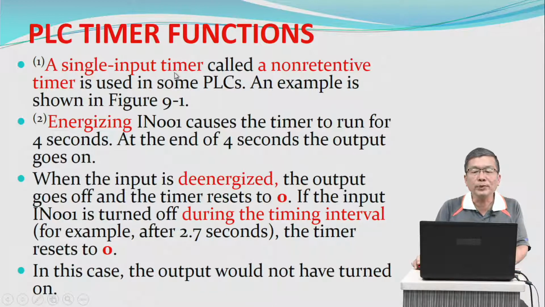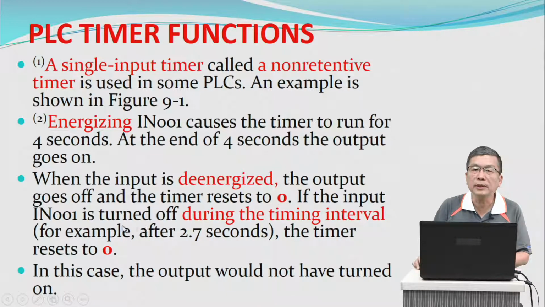A single input timer, called a non-retentive timer, is used in some PLCs. An example is shown in figure 9.1. Energizing input 001 causes the timer to run for 4 seconds. At the end of 4 seconds, the output goes on. When the input is de-energized, the output goes off and the timer resets to 0.